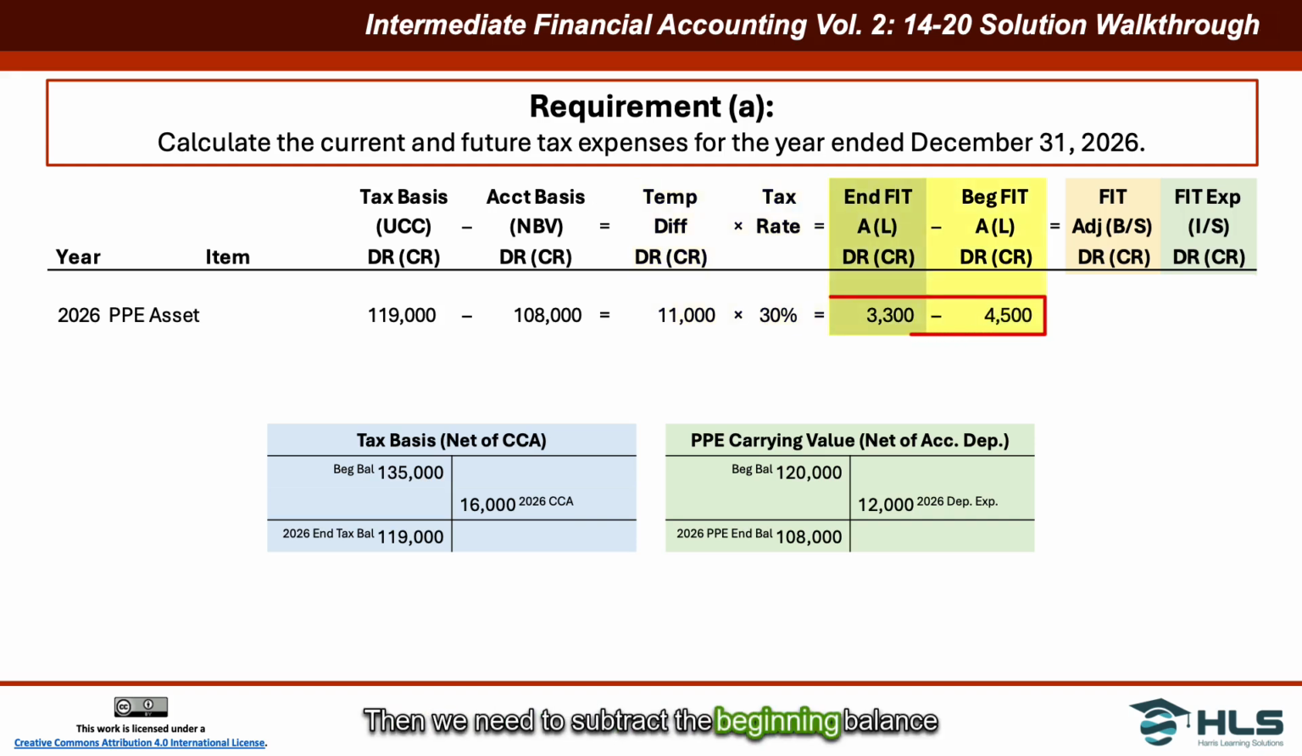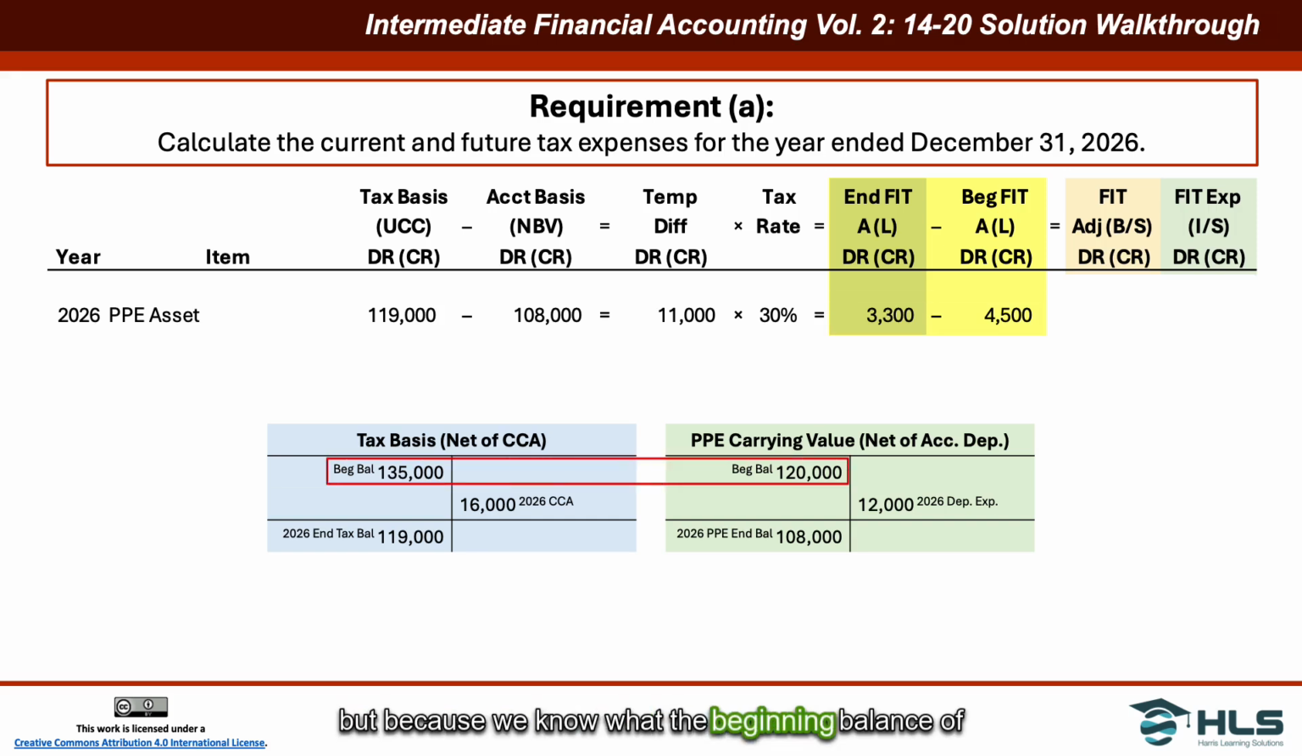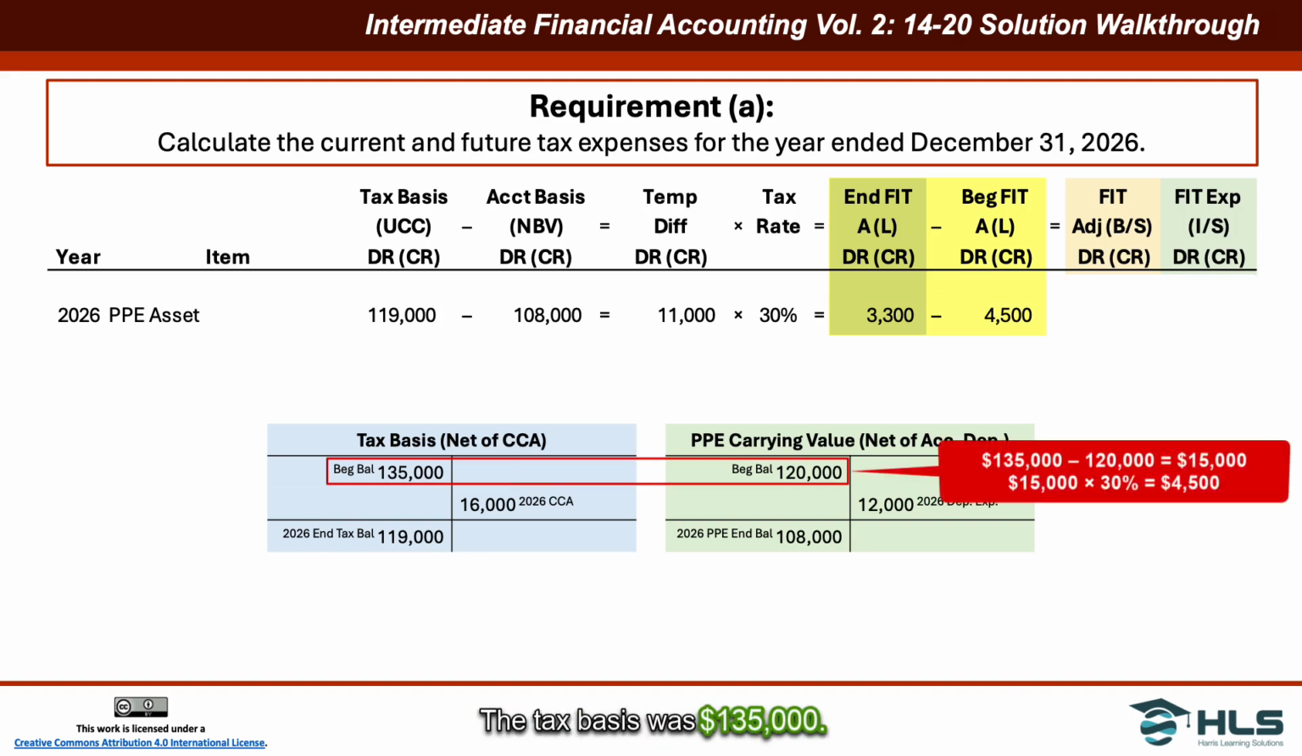Then we need to subtract the beginning balance, future tax asset for PPE. Now, this question doesn't specifically provide us with what the beginning balance is, but because we know what the beginning balance of the tax basis and carrying value amounts are, we can determine that. The tax basis was $135,000. The accounting basis was $120,000. So if we take $135,000 minus $120,000, that's a $15,000 debit difference. We multiply by the 30% tax rate, which is applicable to all years. That results in a beginning balance future tax asset for PPE of $4,500.